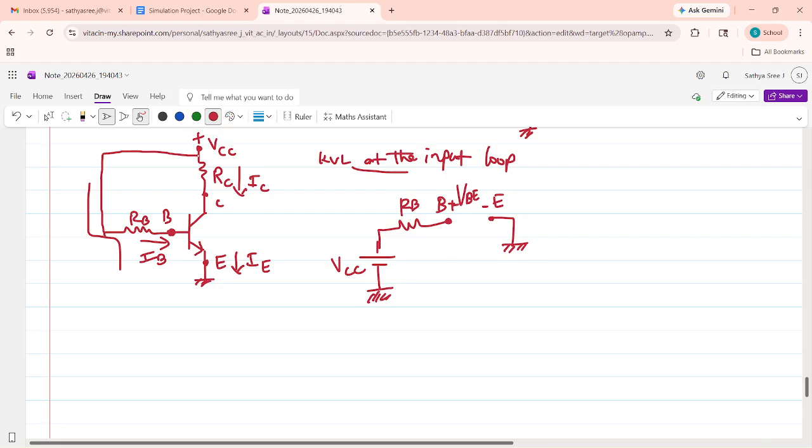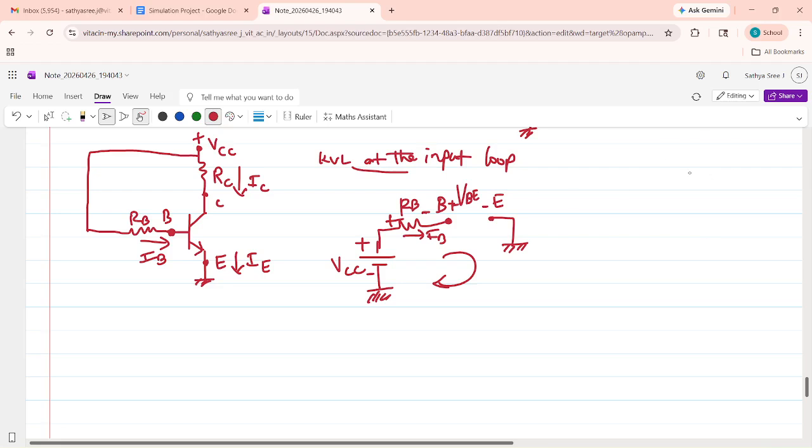The positive of VCC is connected to RB. The other end of RB is connected to the base. There is a drop between the base and the emitter. The other end of the emitter is grounded. Now I will write a loop equation here. The current flowing through RB is IB. This side is plus and this side is minus.